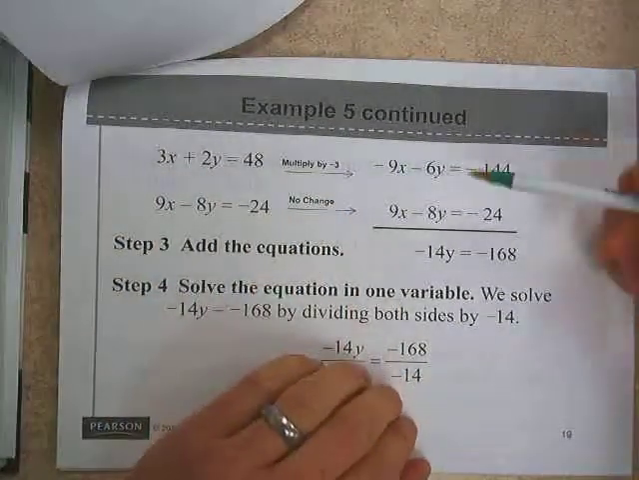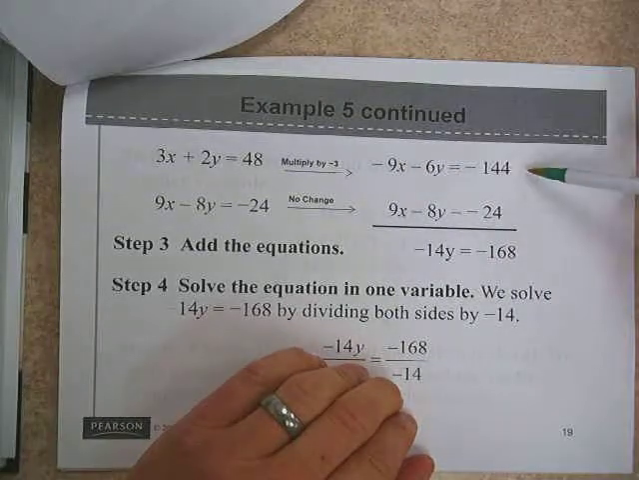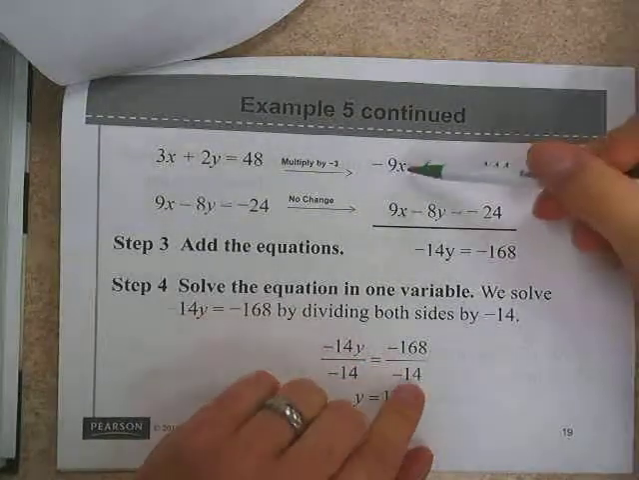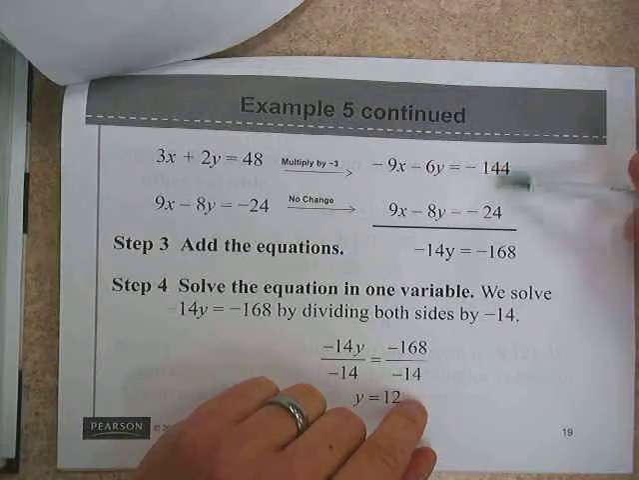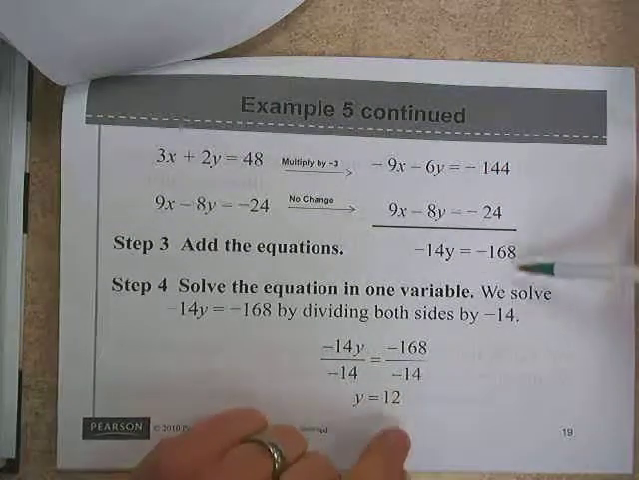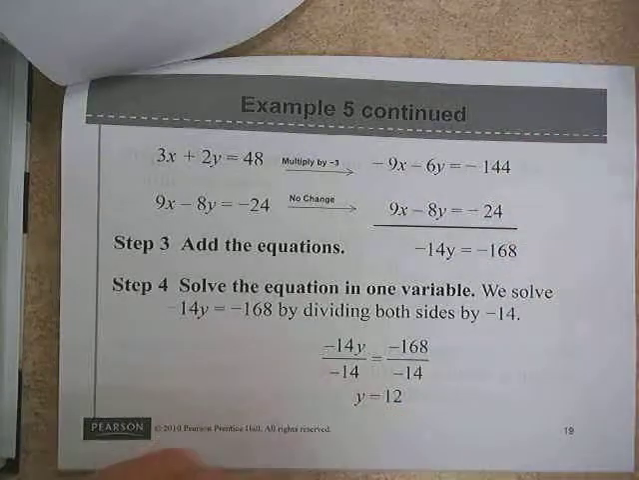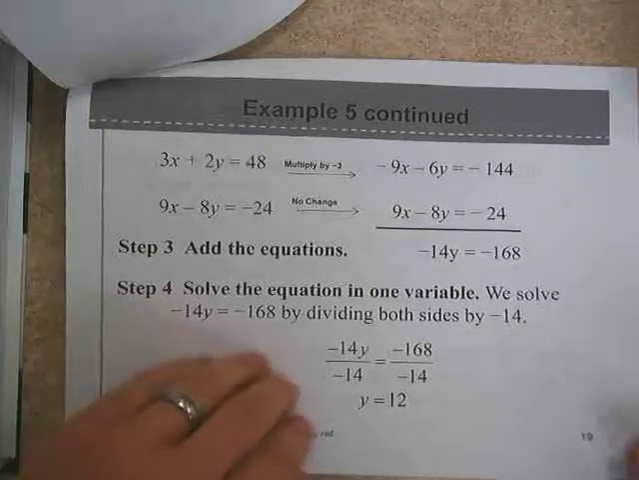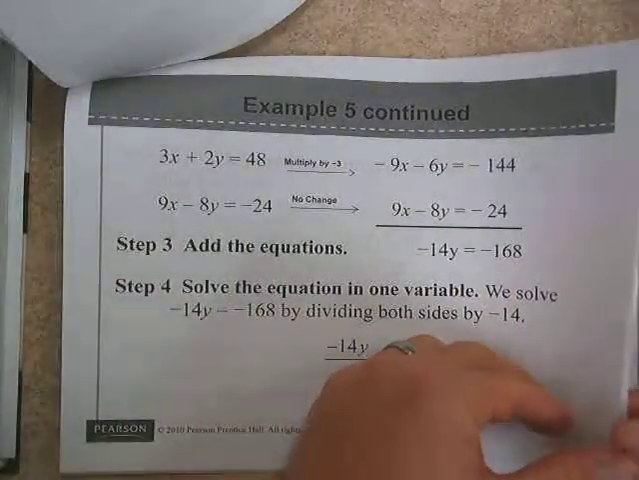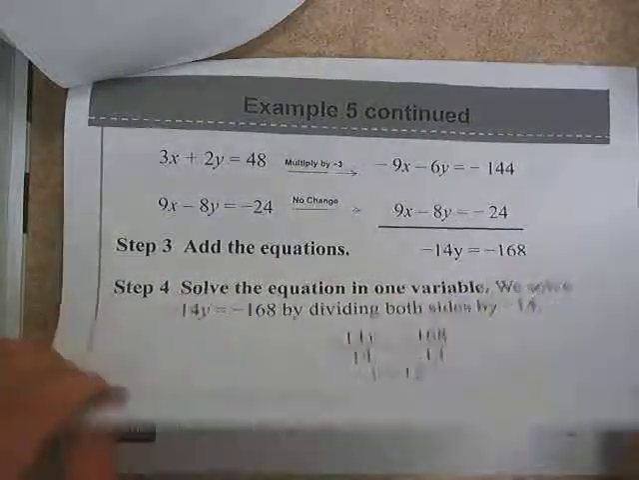So let's see them do that. They chose to multiply the top one by -3. And again, it's the entire equation by -3, not just the x. So when we do that, they added. Because the x's are canceled, if we divide by -14, we get y = 12.